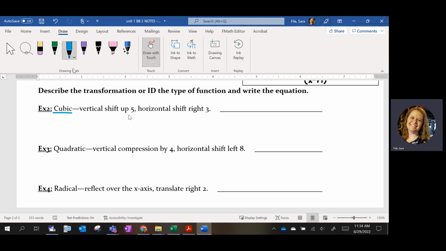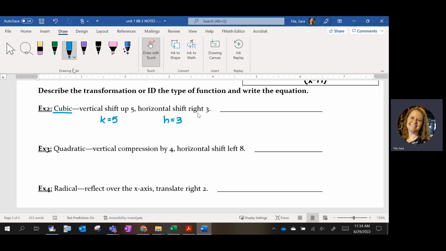So a vertical shift up 5. What does that tell me? Yeah, that tells me k is 5. Okay, a horizontal shift, that's h. Right 3 means h is 3. But remember, in the equation, that's going to show up as -3 because it's x minus h. So the h itself is +3 because it's to the right. But in the equation, it shows up opposite. It shows up as minus.